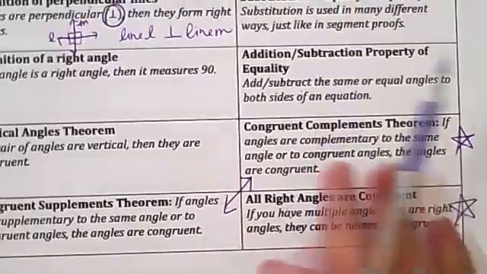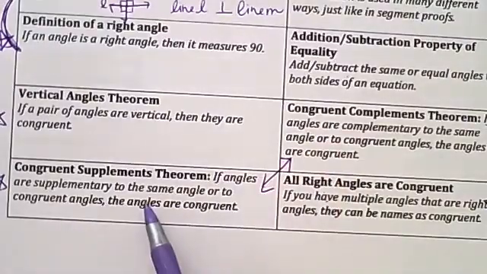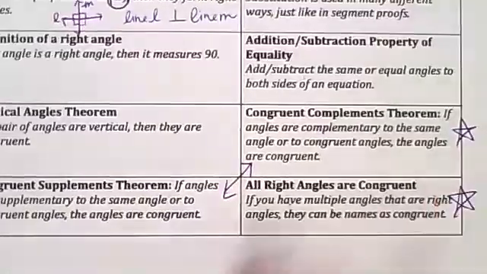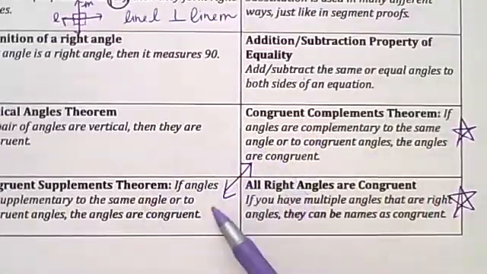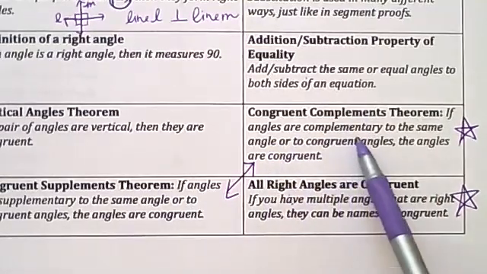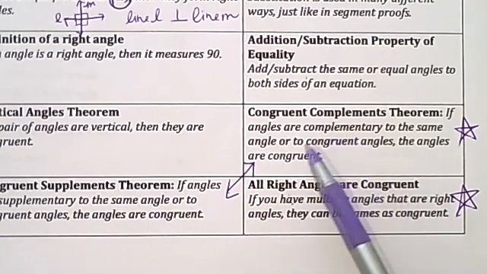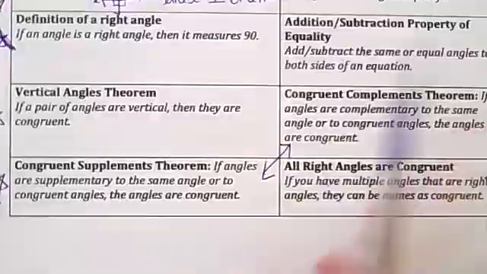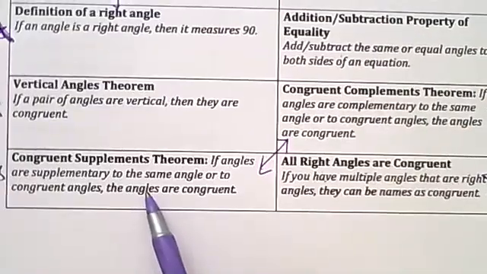Congruent complements theorem, congruent supplements theorem. They don't come up a ton. They're kind of like shortcut theorems. Basically, I'll do them both together: if you have angles that are complementary to the same angle, or to congruent angles, the angles are congruent to each other. And the congruent supplements theorem is the same thing, but with supplementary angles.